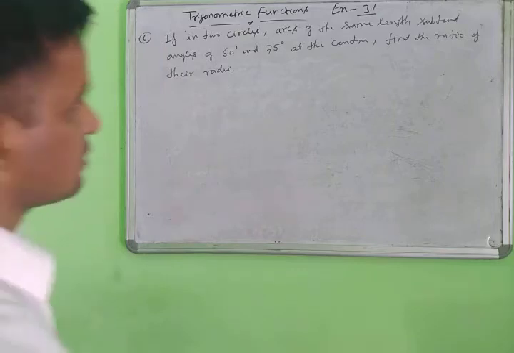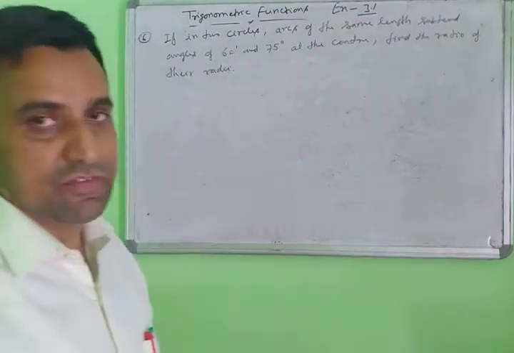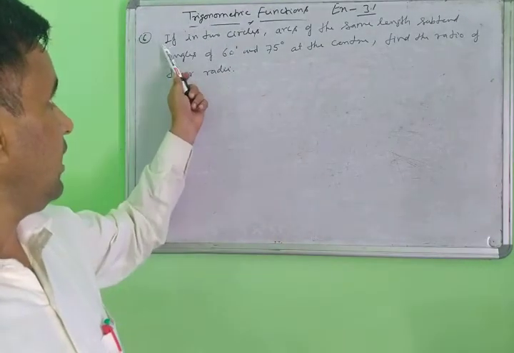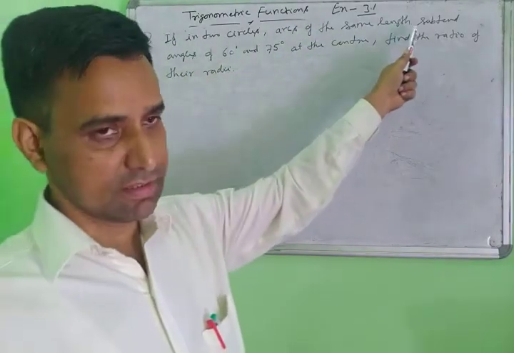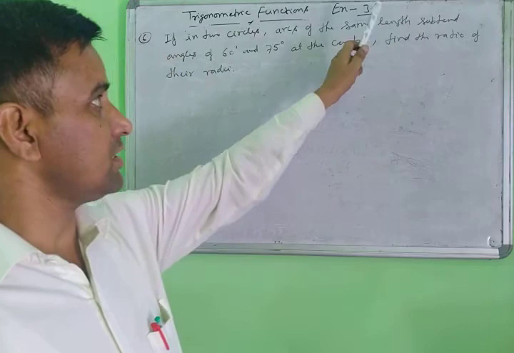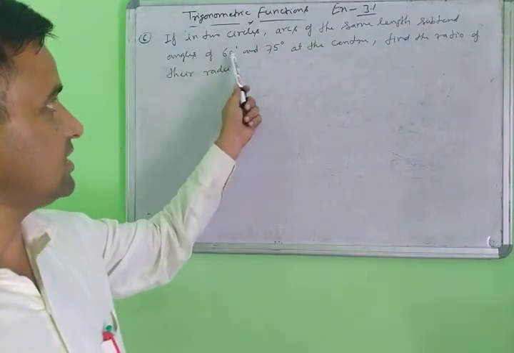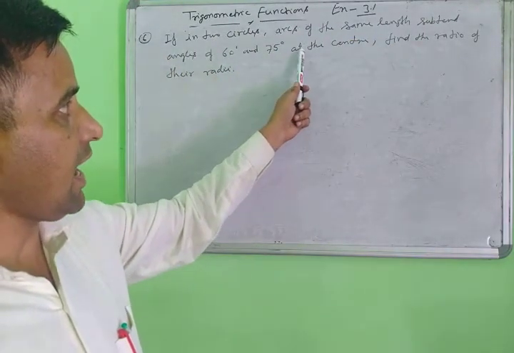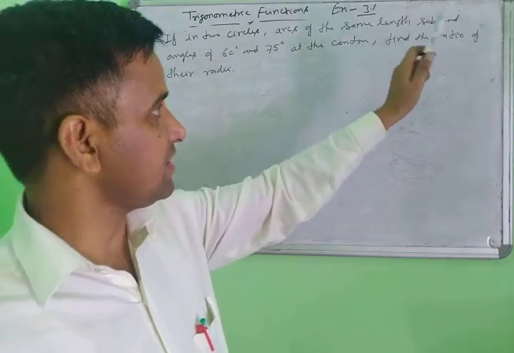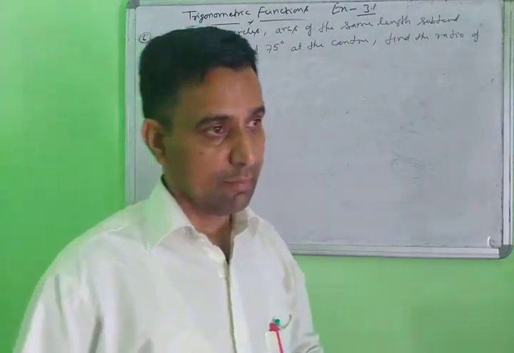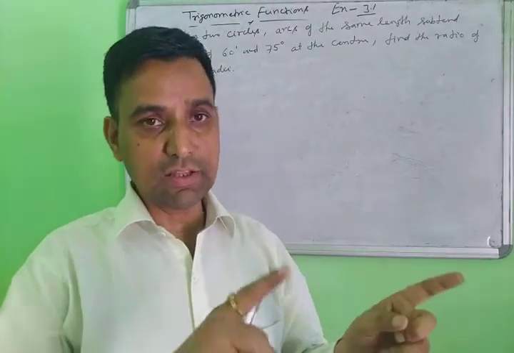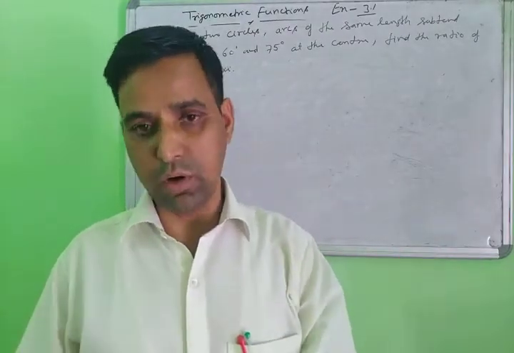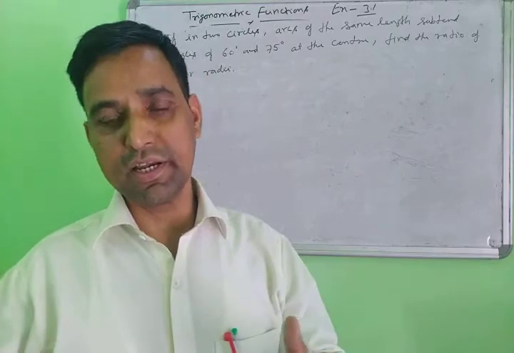Yes class, next I am taking question number 6. A different type of question here. If in 2 circles, arcs of the same length subtend angles of 60 degrees and 75 degrees at the center, find the ratio of the radii. Angles are given, the arc lengths of both circles are equal. So what is the ratio of their radii?